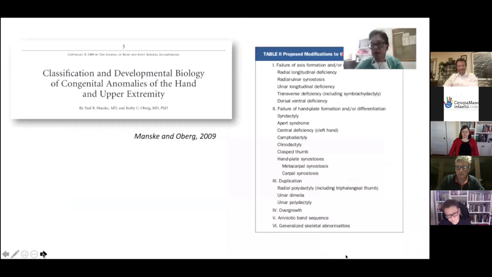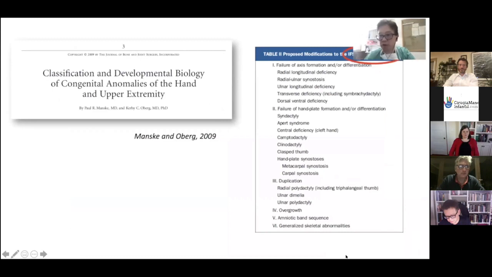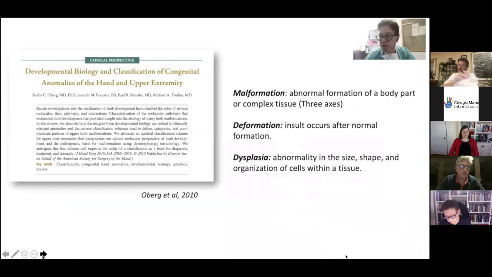Mansky and Oberg, OMM, published this article in 2009, where they tried to produce some form of standardization using the Swanson's, which up to then had been the official IFSSH classification for 50 years. So this was obviously not enough, and a year later, they produced a new classification with Tonkin, which became known as the OMT system, and the developmental biology basis for this classification was given.